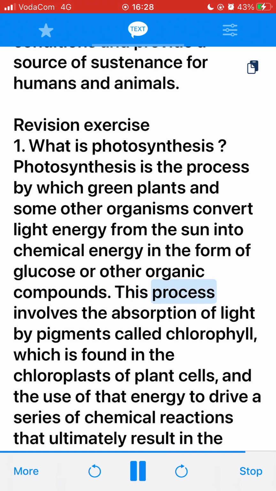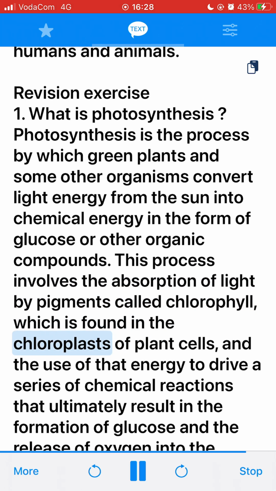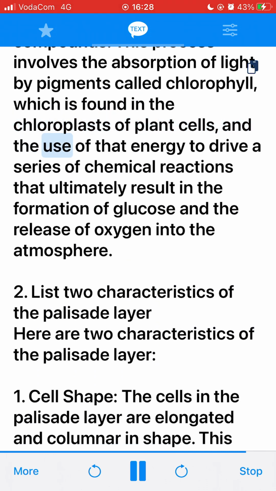This process involves the absorption of light by pigments called chlorophyll, which is found in the chloroplasts of plant cells, and the use of that energy to drive a series of chemical reactions that ultimately result in the formation of glucose and the release of oxygen into the atmosphere.